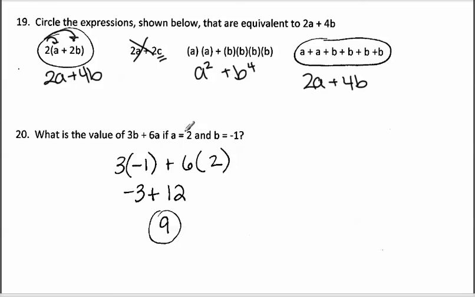So down here, they want us to plug in 2 for a and -1 for b. They did this on purpose. 3 times -1 should come first because it's b, plus 6 times 2 for a. -3 plus 12 is +9.